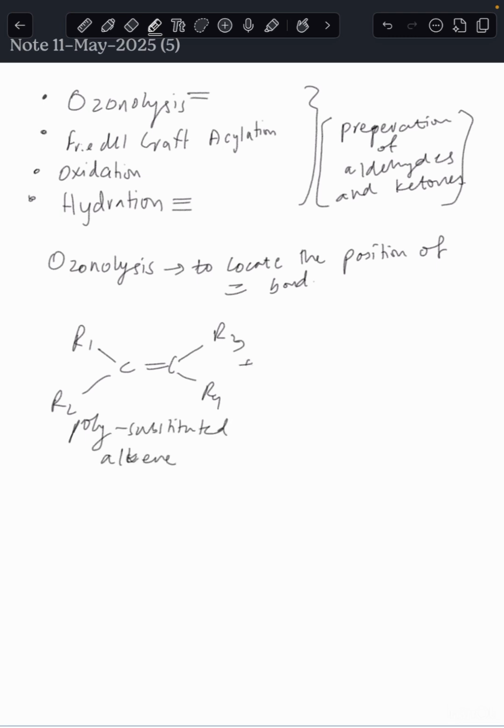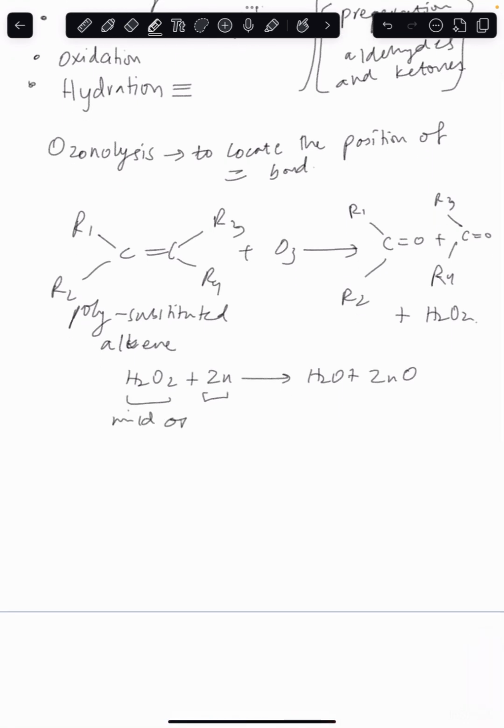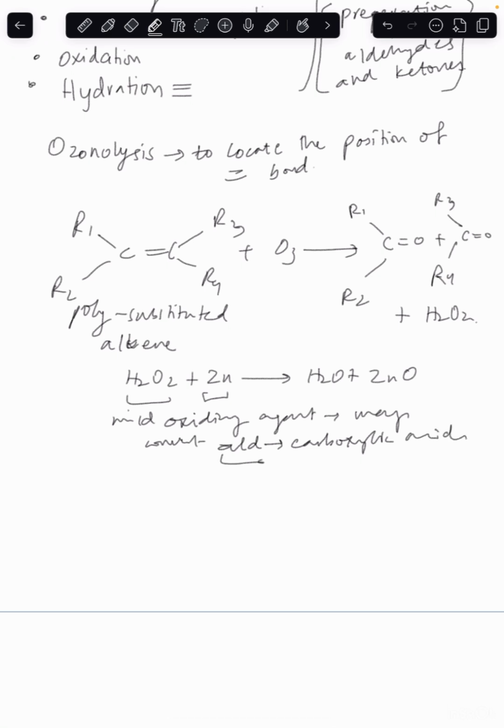which will react with ozone, and it will form ozonide, which will further form these aldehyde molecules, and as a byproduct H2O2 will form. This H2O2 will be broken down into H2O and ZnO by zinc, as this is a mild oxidizing agent, and it may convert aldehyde into carboxylic acids.